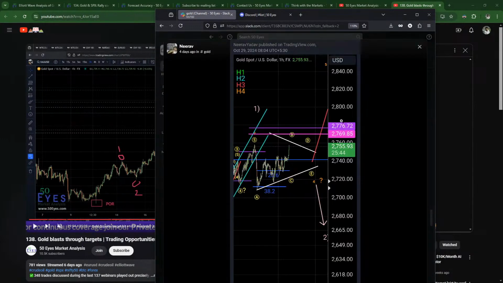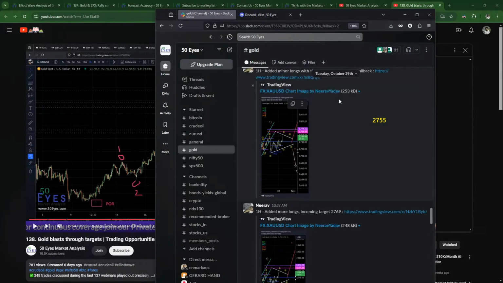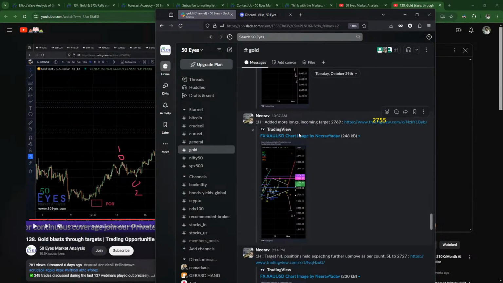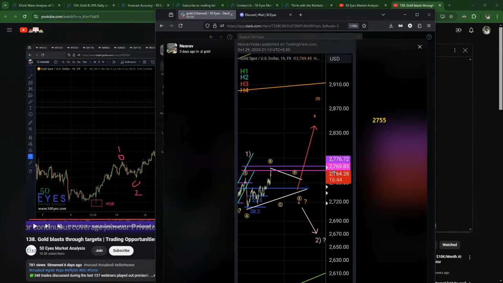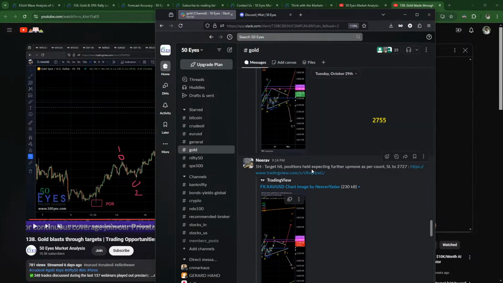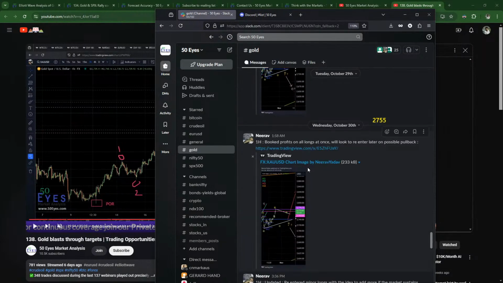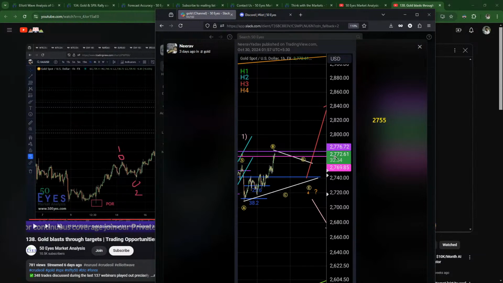This is our entry. Entry is at the price level of 2755. And let's see what happened afterwards. This was the entry on October 29th, by the way. After that, added more longs, and then target was hit. Target was hit and exceeded actually, and the target was, as you can see over here, mentioned 27. Oh, that's a stop loss. Targeted positions held, expecting further up move for stop loss 2727. Book profit on all longs. Here's the exit. 2772.